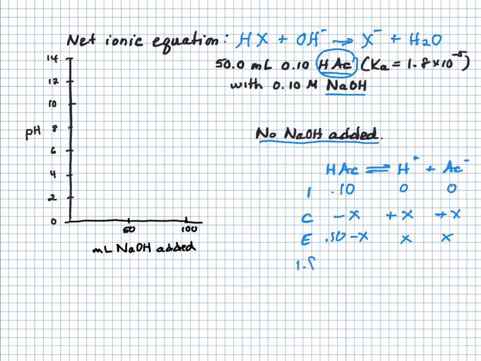Right, so the Ka, I'm going to go ahead and make that assumption, right, because our Ka is small enough. So X is going to come out to be 0.00134 molar H plus, which gives us a pH of 2.87. So I'm going to go ahead and we're going to run a titration curve as we did also. So I've added none, so we're right about here to start with.